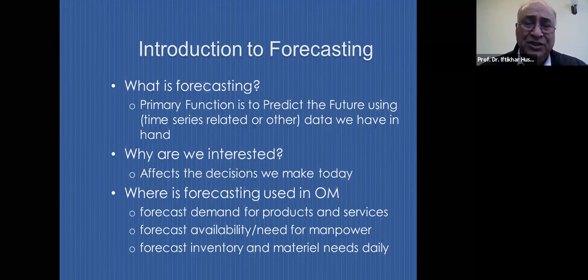Where is forecasting used in operations management? We forecast the demand for products and services, we forecast the availability or need for manpower, and we forecast inventory and material which is needed on a daily or weekly basis. So that is the use of forecasting in operations management.